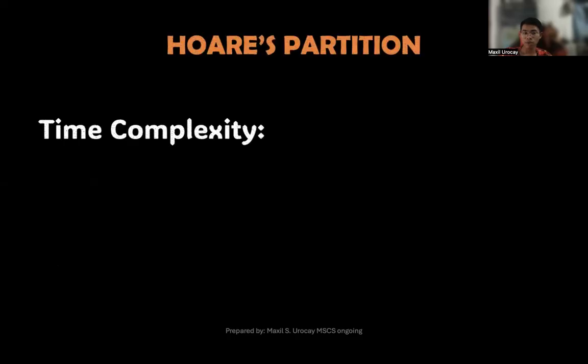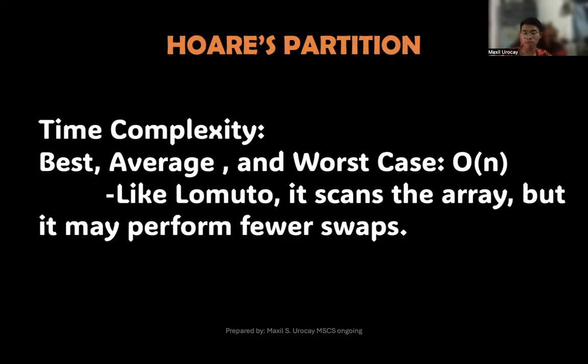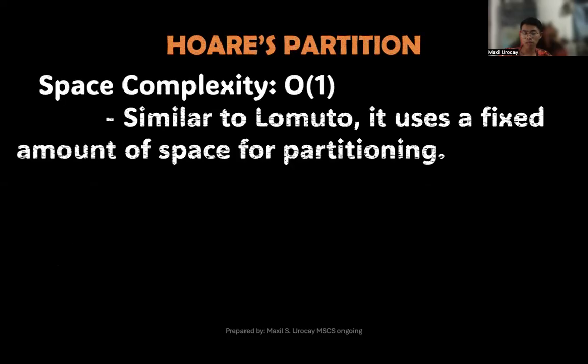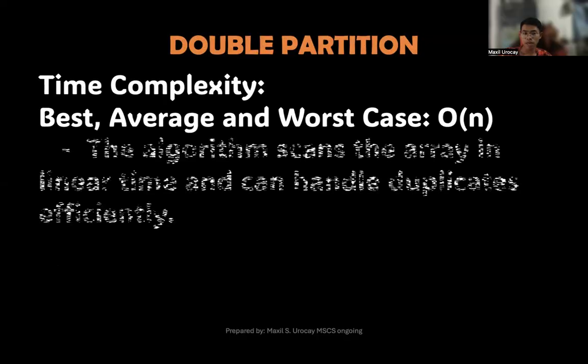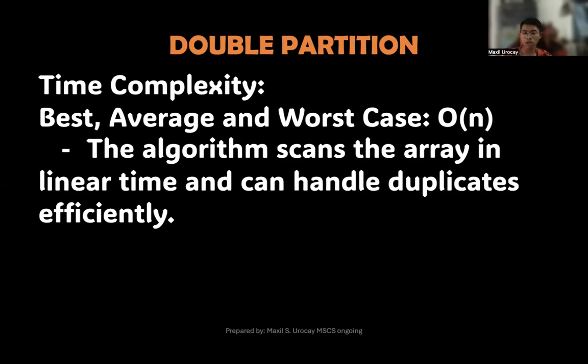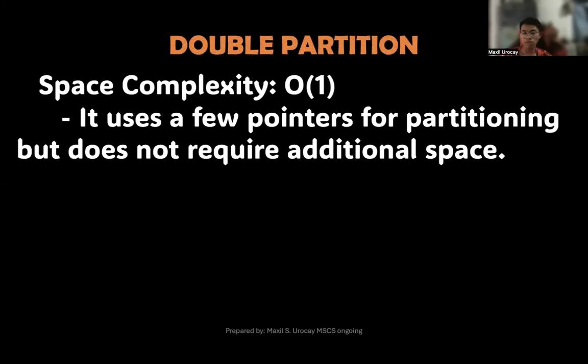For Hoare's algorithm partition, the time complexity, best, average, and worst, will be linear. Like Lomuto, it scans the array, but it may perform fewer swaps. And the space complexity will be the same thing, constant, similar to Lomuto, in that it uses a fixed amount of space for partitioning. Now for the dual pivot partition, the time complexity, best, average, and worst case, will be linear. That algorithm scans the array in linear time and can handle duplicates efficiently. And the space complexity uses a few pointers for partitioning but does not require additional space. So that's how it works for the quicksort algorithm.